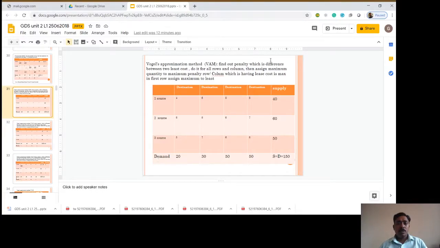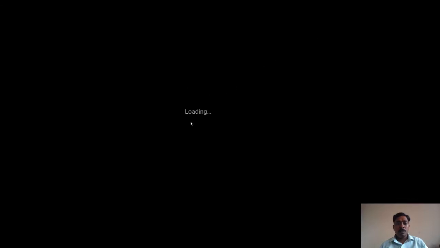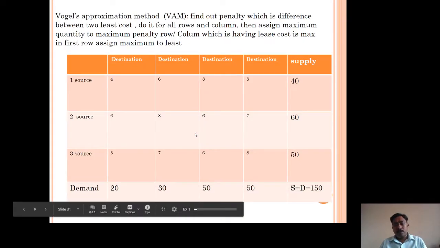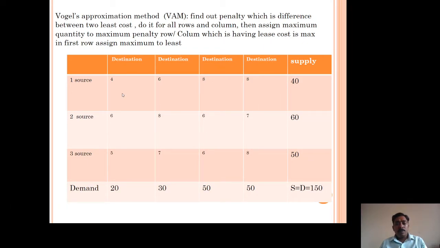Now we'll learn about the third method for finding the basic feasible solution for transportation problem. It's called Vogel's approximation method, or VAM method. This is also called the penalty method, you can say. Now, what do you mean by penalty?